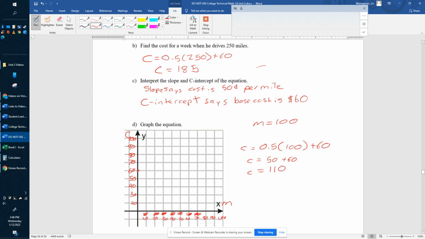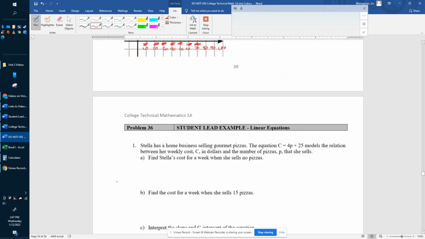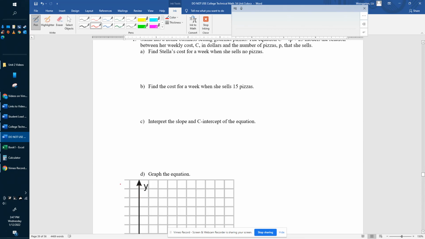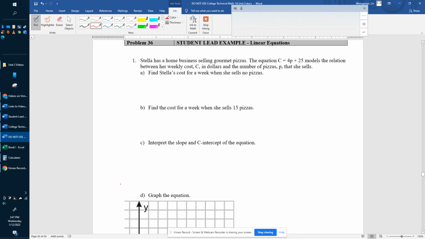And I note that we started at 20 here. That's allowed. Just put a line there so that people know that you actually started at 20. So m equals 100, c is 110. That's where our dot's going to be, and that's where we're going to draw our line. So that's what our line looks like. Pause here and go ahead and work on problem 36.